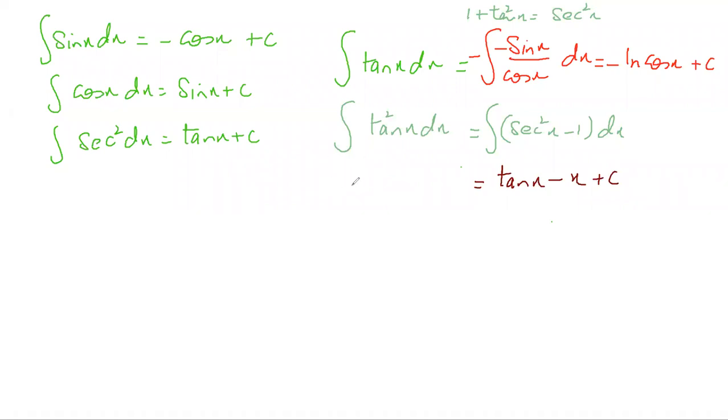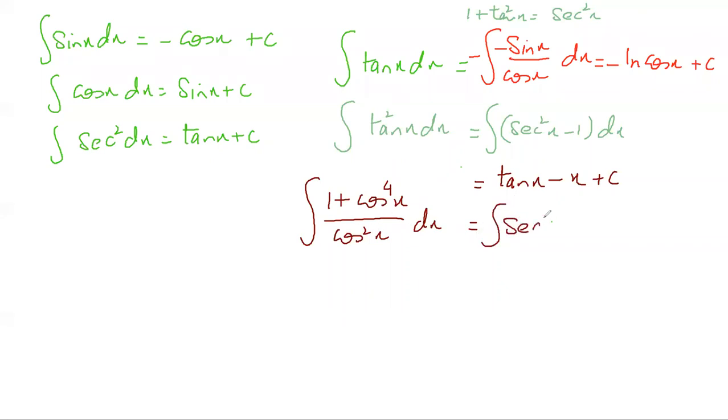Now suppose you have to integrate a question which says 1 plus cos raised to power 4x over cos square x. There are no such rules. We can only have the sine x, cos x, and the secant square x. If you split this, you get 1 over cos square, which becomes secant square x, and then cos to the power 4x over cos square x, which is going to be plus cos square x.